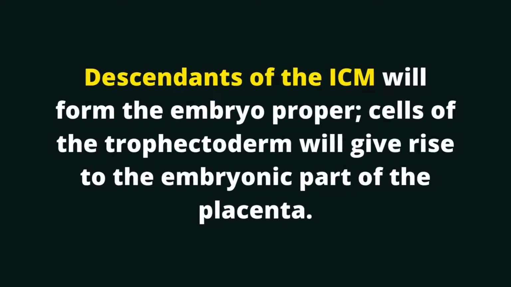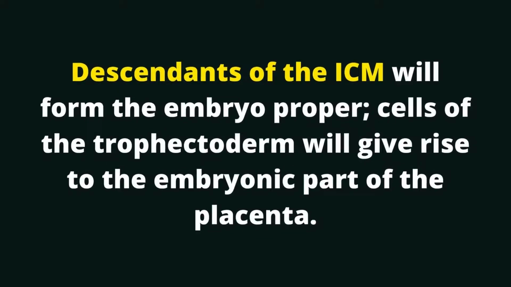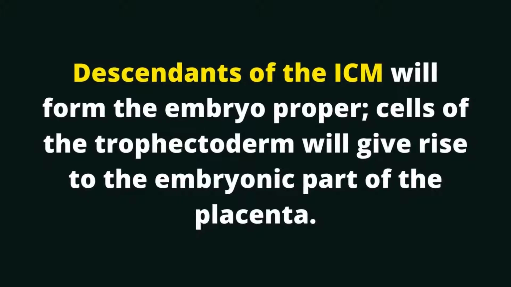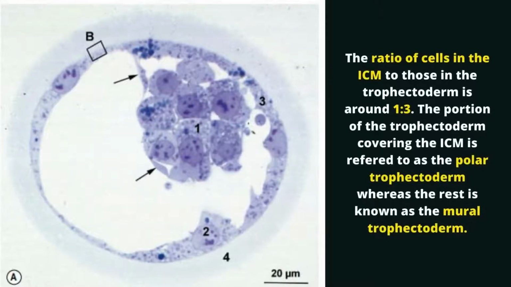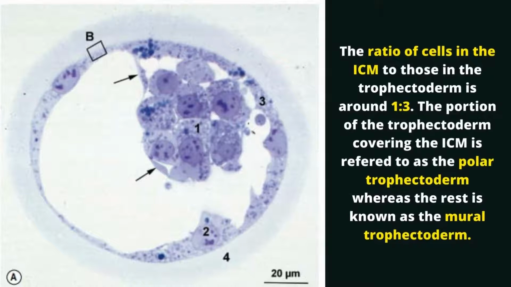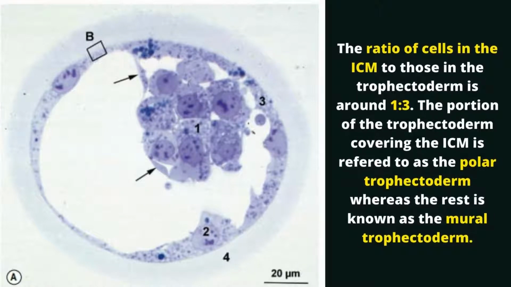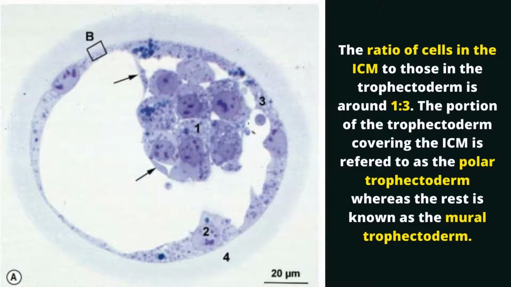Descendants of the ICM will form the embryo proper, while the cells of the trophectoderm will give rise to the embryonic part of the placenta. So we will learn more about placenta in chapter 9. We must take note that the ratio of cells in the ICM to those in the trophectoderm is around 1:3. Also, the portion of the trophectoderm covering the ICM is referred to as the polar trophectoderm, whereas the rest is known as the mural trophectoderm. As we can see here in this figure, this is the mural trophectoderm and this is the polar trophectoderm.